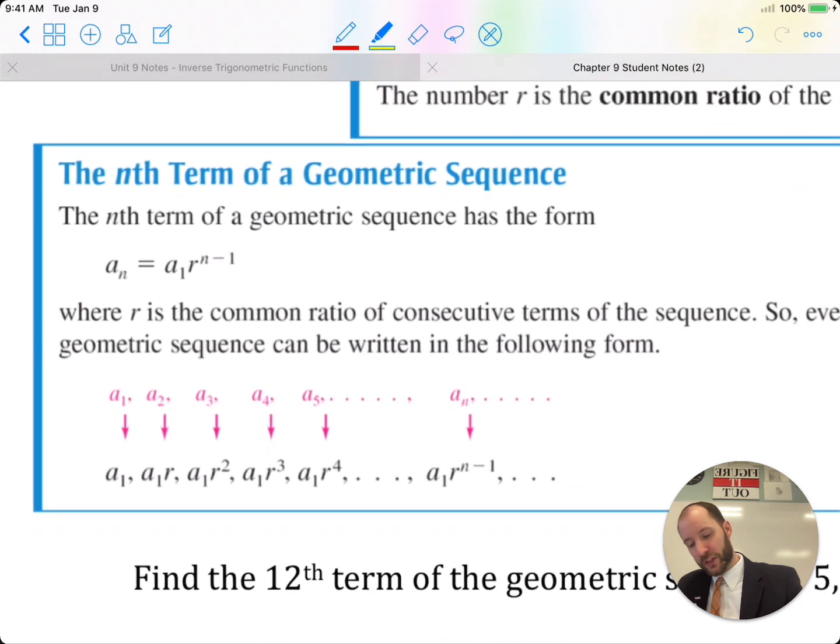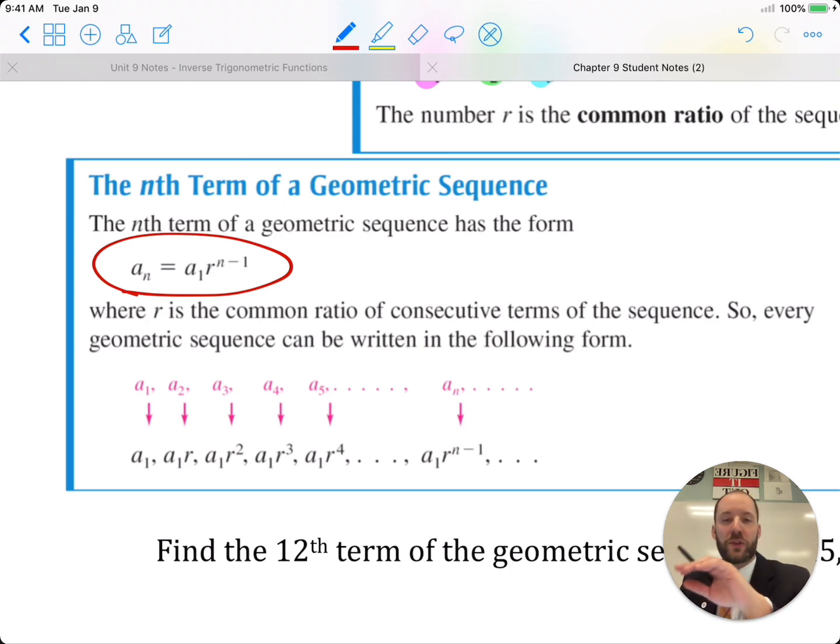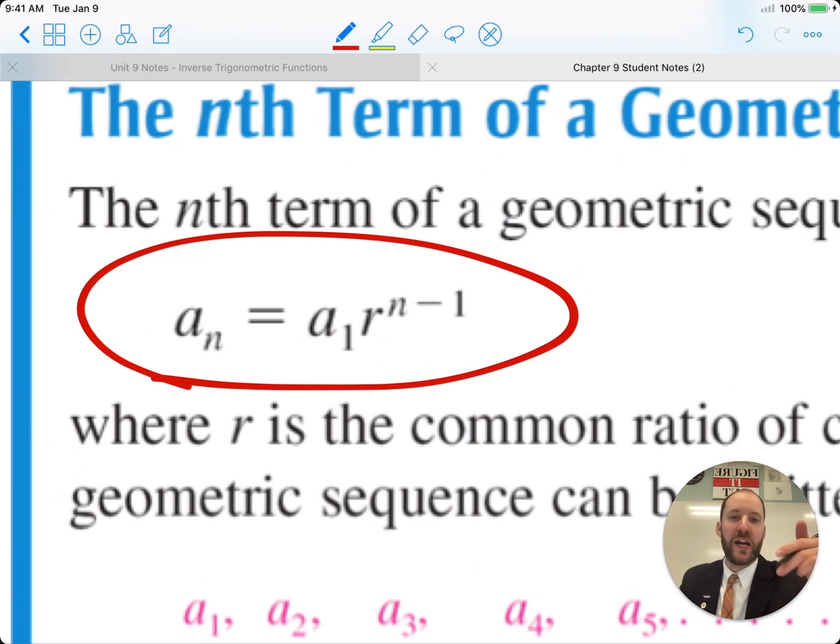And then the nth term of a geometric sequence. Whereas with arithmetic, there was that n minus 1 times d that gave you the common difference you're adding and how many times you added it. Now we have n minus 1 as an exponent on r. So how many times do you multiply r to your first term?